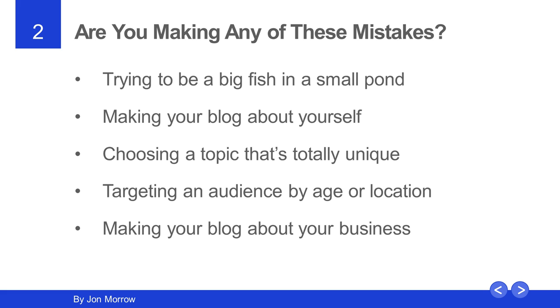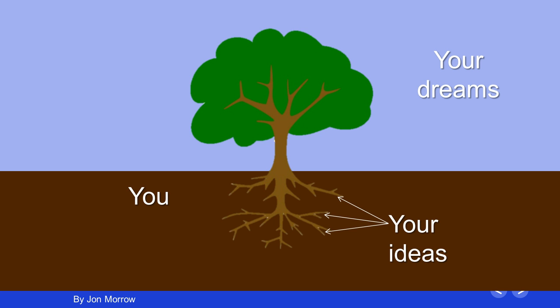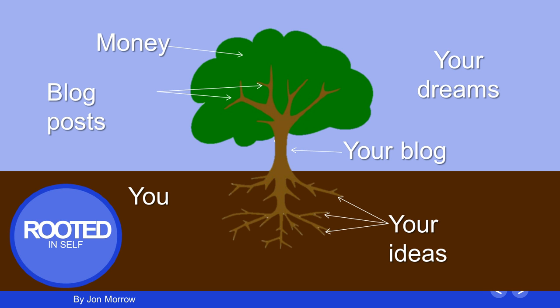Alright, most of these mistakes here are a result of this type of thinking. Okay, and that's just to give you a metaphor here. If your dreams are the sky and you are the soil here, your ideas are the roots of this tree. Okay, this is your blog. So your blog is growing up out of you. And these are your blog posts, and this is the money or the other results that you're looking for. And so this here is how a lot of people approach blogging, is that your blog is an extension of yourself. It is growing up out of you. And what I call that is rooted in self.